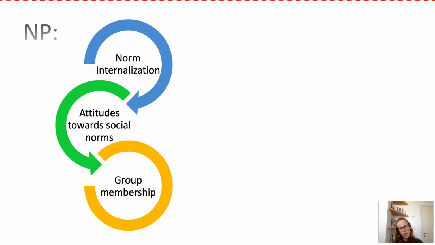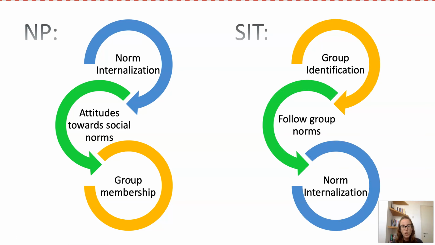So according to norm psychology accounts, people's attitude towards social norms is determined by norm internalization, and it is through norm internalization that an individual acquires her status as an in-group member. Social identity theory, however, proposes an opposite picture. According to social identity theory, an individual's attitude towards social norms is determined by her level of identification with the group. It is only when she categorizes herself as a group member that she follows the group norms.